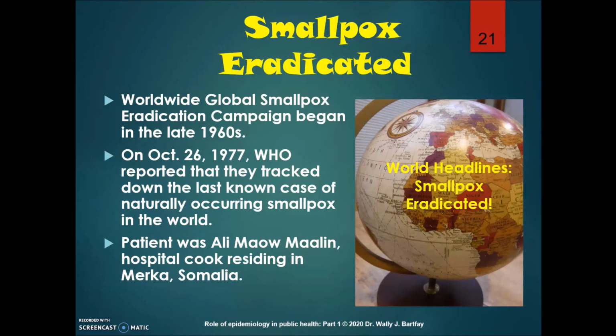Smallpox, a little bit of a follow-up note on that. There was a worldwide global smallpox campaign that began in the late 1960s. And on October 26, 1977, the World Health Organization reported that they tracked down the last known case of naturally occurring smallpox in the world, who happened to be a gentleman residing in Merka, Somalia, named Ali Maow Maalin, who was a hospital cook. And of course, this is an example of the effectiveness of a global vaccination campaign, and actually smallpox has been eradicated.